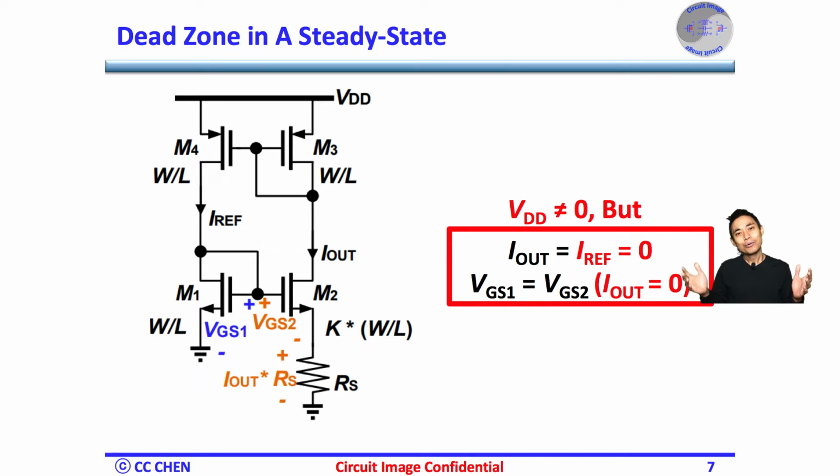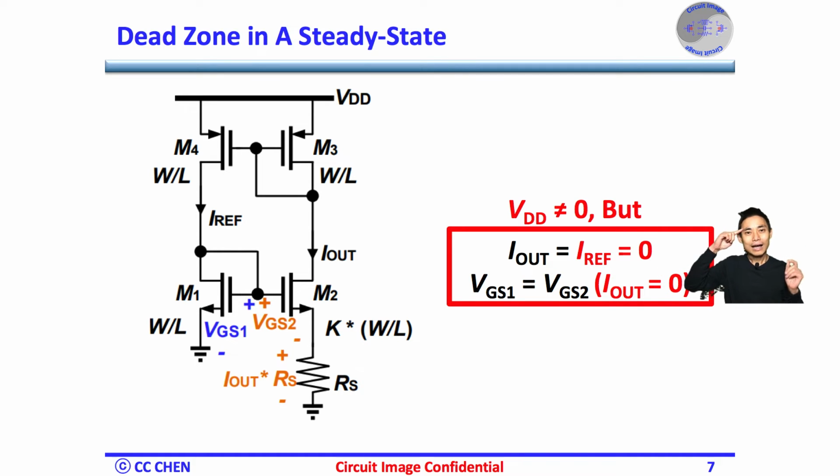What happens when the system is powered on, which is called the startup state? Unfortunately, the supply-independent biasing will still be in a silent state, which we call a dead zone in a steady state here. Again, IR equals IREF equals 0, and VGS1 equals VGS2, while IR equals 0 holds the startup state as the power down state. So, what can we do?